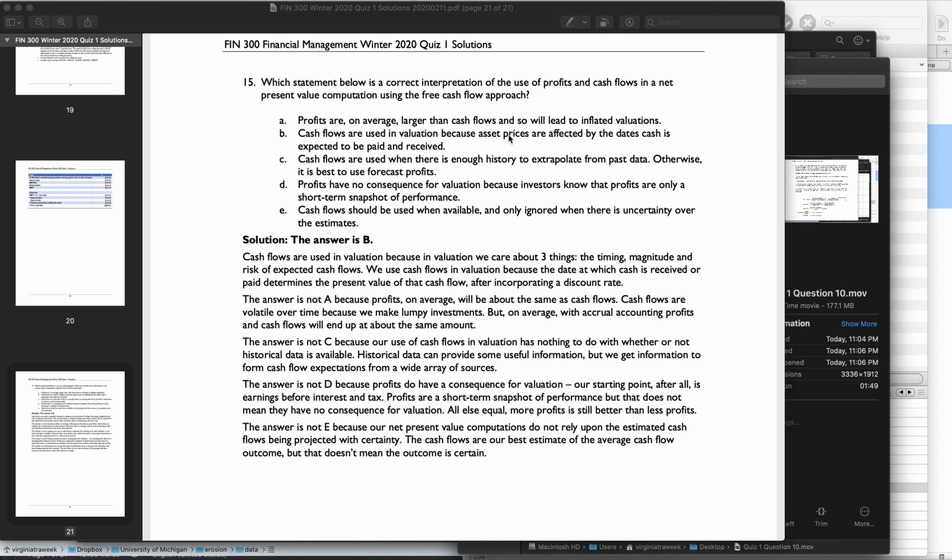Cash flows are used in valuation because asset prices are affected by the dates cash is expected to be paid and received. That's exactly the definition of an NPV. You add up the cash flows, you discount them back, and so therefore B is the answer.